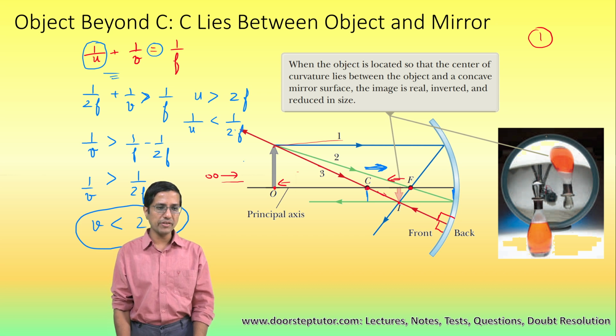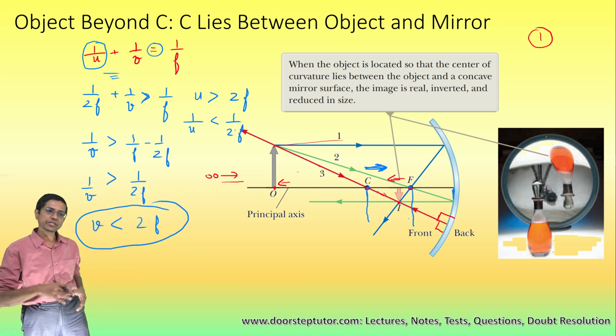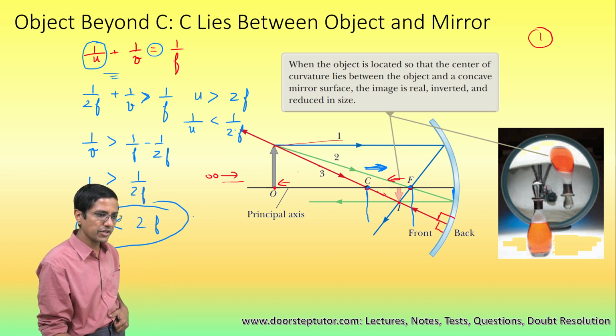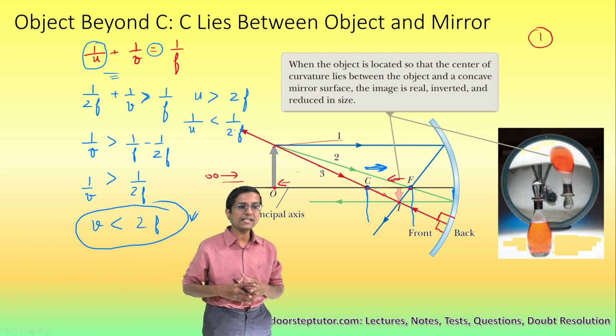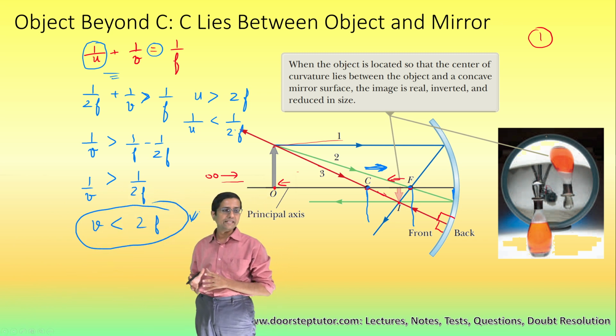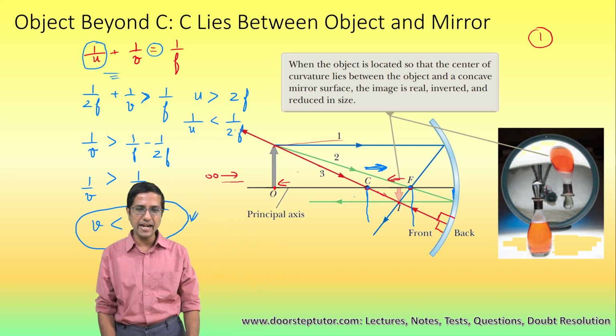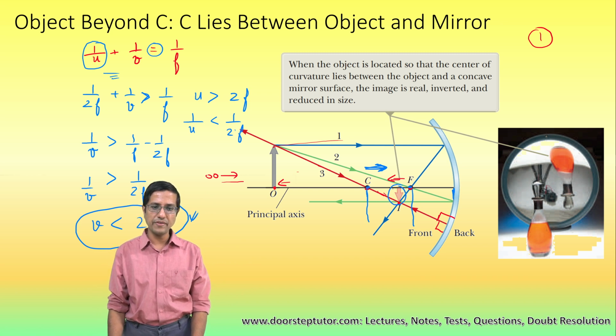But we know that when the object is at infinity, the image is at focus. So when I bring the object closer and closer, and it has not yet reached the center of curvature, the image has to lie between C and F. The image has to be beyond the focus, but by this equation the image distance has to be less than 2f, so it has to be after C. Therefore the image has to lie between C and F. That is what we have found out, and that is what this case is all about.